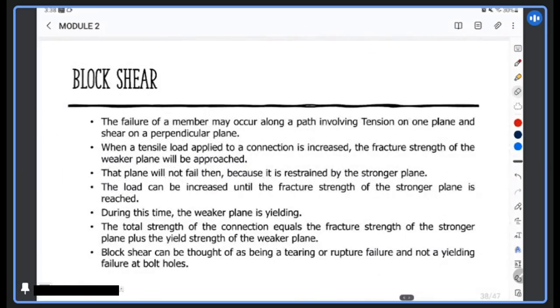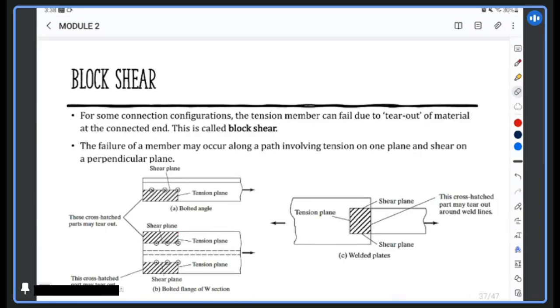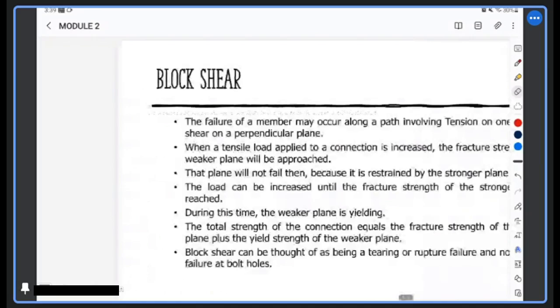So the failure of a member may occur along a path involving tension on one plane and shear on another plane perpendicular. Perpendicular ang sabi. Shear that is perpendicular to the tension plane. Okay. Now, when a tensile load applied to a connection is increased, the fracture strength of the weaker plane will be approached. So, since we have tension and shear plane, one of which would be a weaker plane, no? At ang sabi, of course, maunang mag-fail yung isang part dyan. Okay, it's either the tension or the shear plane.